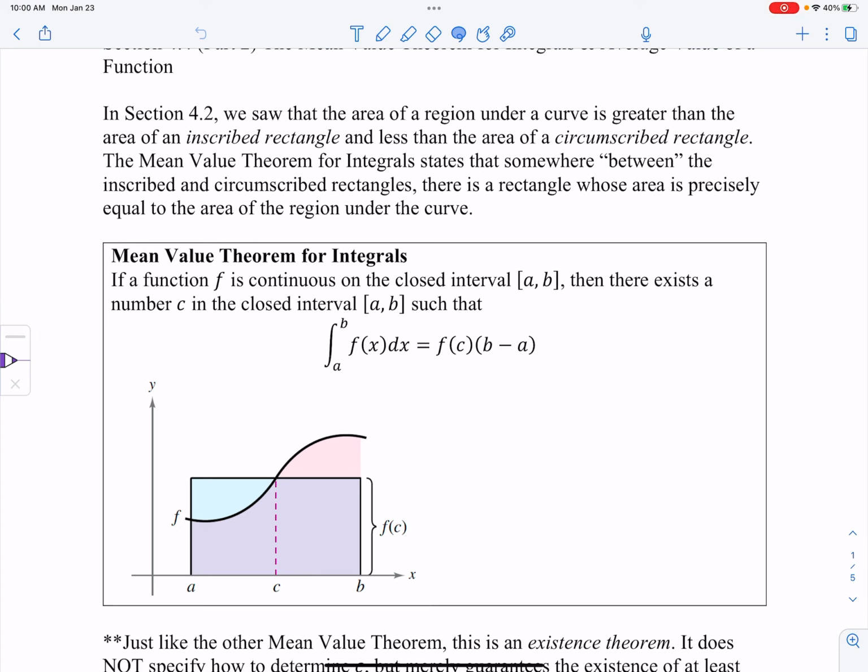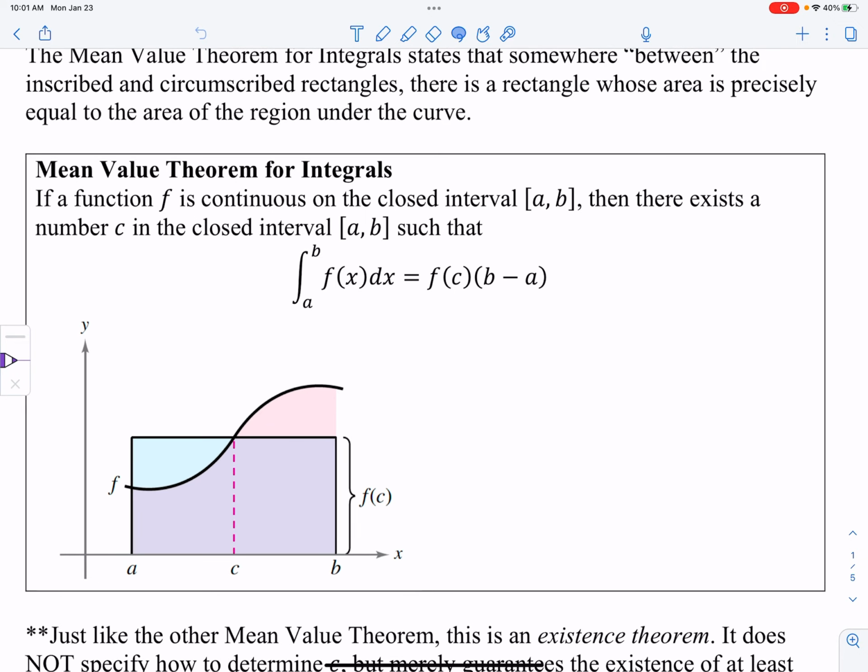Now the actual area bounded between the curve and the x-axis is a value that's greater than or equal to the inscribed rectangle and less than or equal to the circumscribed rectangle. Now the mean value theorem for integrals states that somewhere between the inscribed and circumscribed rectangles, there's a rectangle whose area is precisely equal to the area of the region under the curve. And here's how the mean value theorem for integrals actually reads.